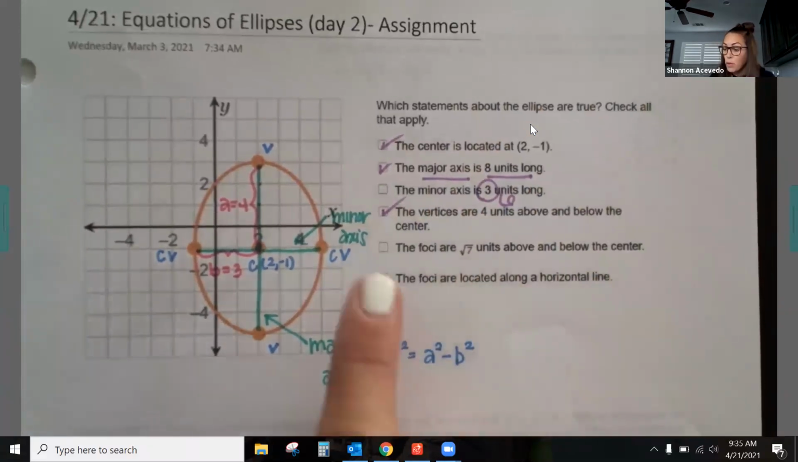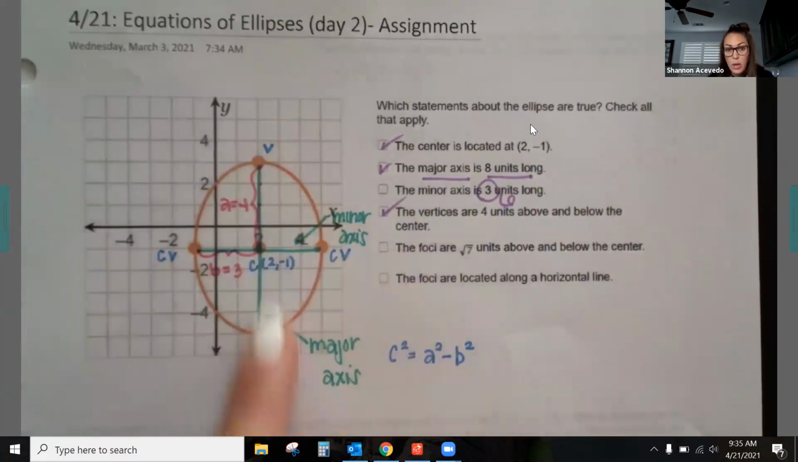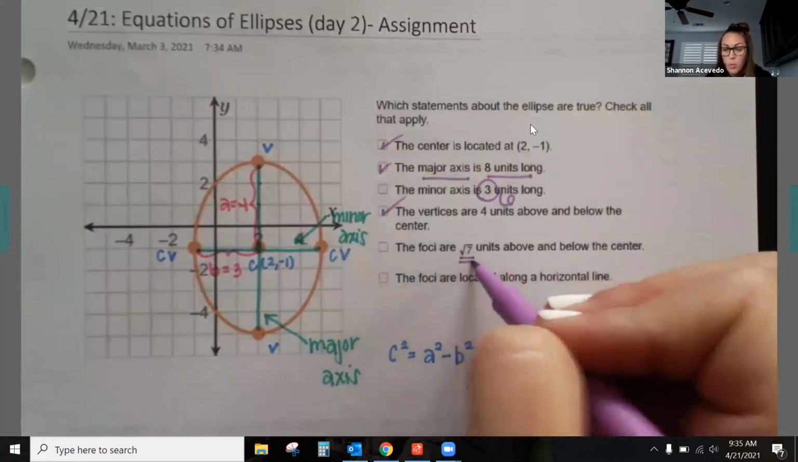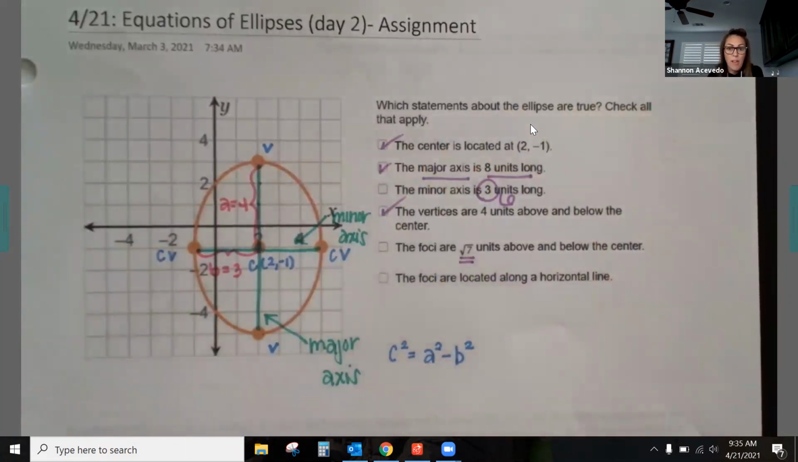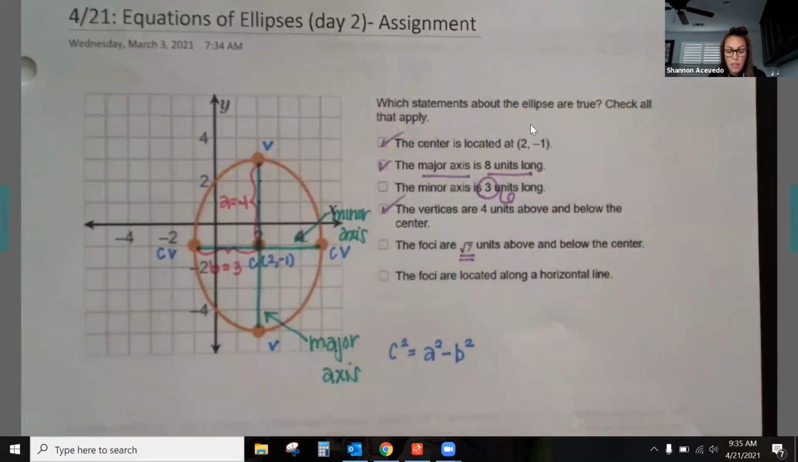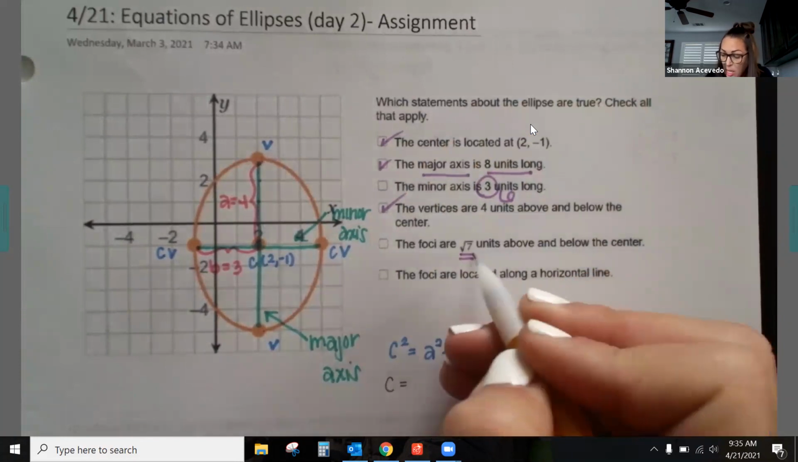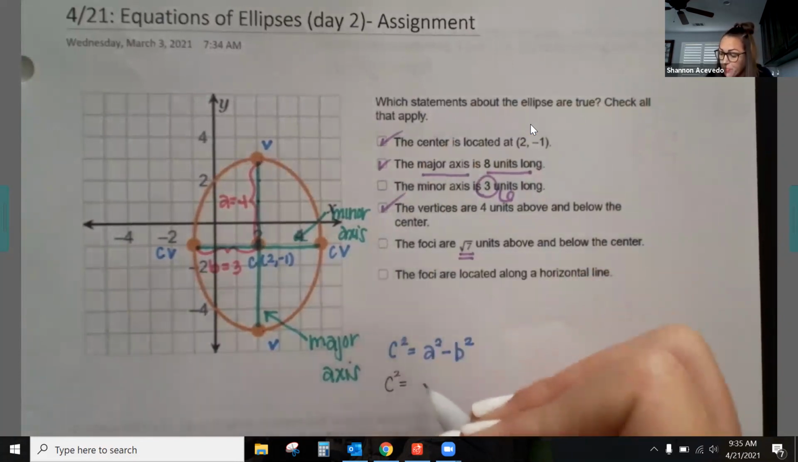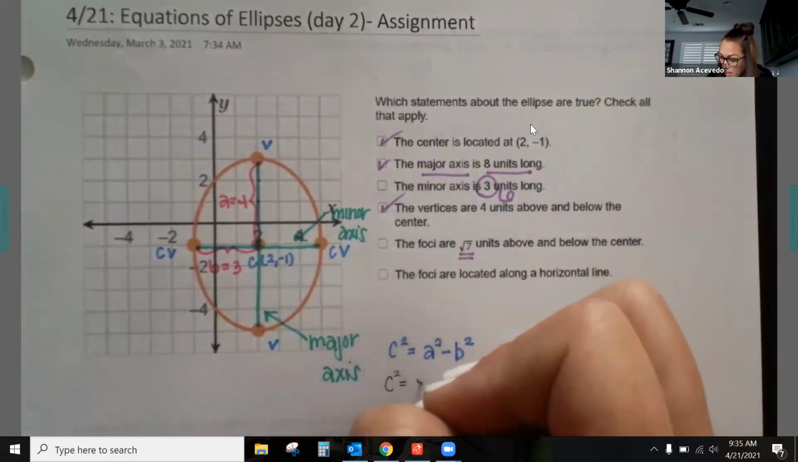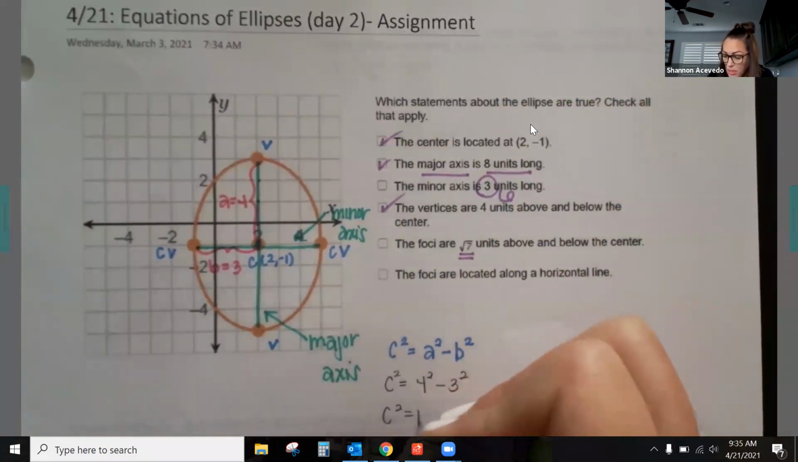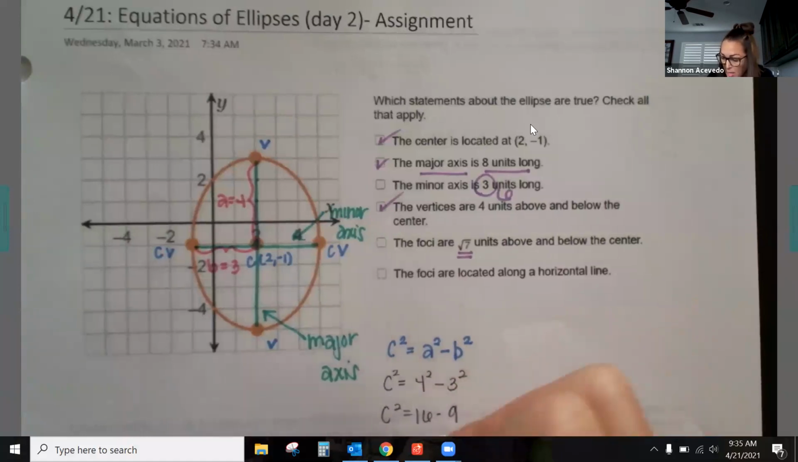The foci are the square root of 7 units above and below the center. Remember, the foci are always on the major axis. So my foci are going to be above and below my center, but is it going to be the square root of 7? I don't know. It's not on my graph. But remember, that's what we use that C value for. I know that my A was 4 squared, my B is 3 squared. So I have C squared is equal to 16 minus 9. C squared is equal to 7. Take the square root, and C is equal to the square root of 7.